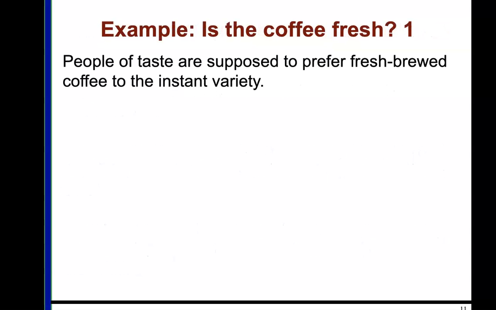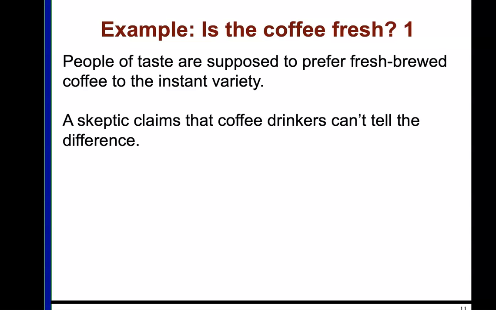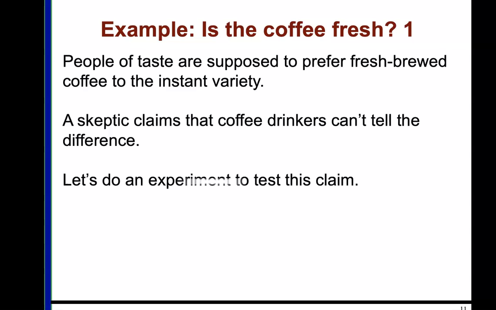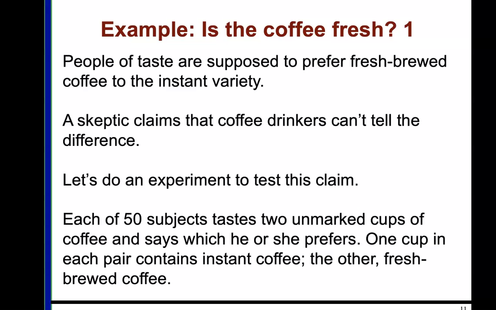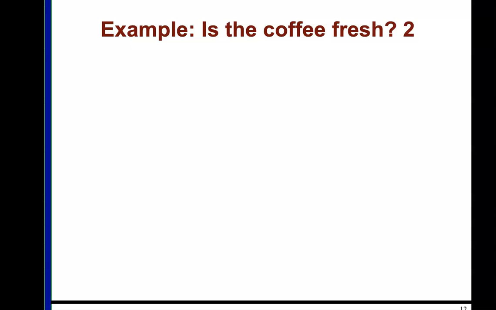So I want us to take a look at this example where we want to see if people can actually tell the difference between fresh brewed coffee and the instant variety. Most coffee drinkers will tell you that they prefer fresh brewed coffee, but maybe you think that people can't actually tell the difference. So we would set up an experiment to test this claim. For this experiment, there were 50 subjects and they taste 2 unmarked cups of coffee and say which one he or she prefers. One cup's going to have instant coffee and the other is going to have fresh brewed coffee.